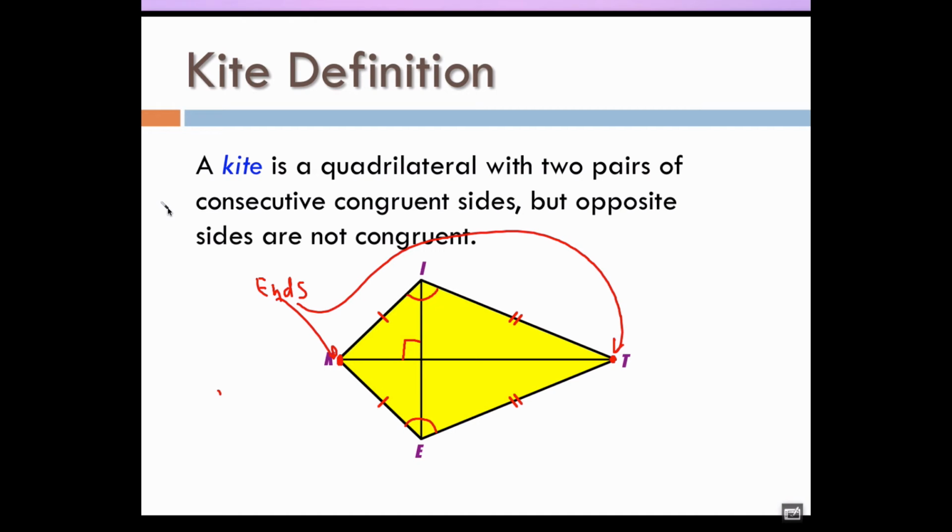We already talked about the diagonals being perpendicular. Do the diagonals bisect each other? No. They have to bisect each other? Really? Oh, okay, never mind then. The diagonal going from end to end bisects the diagonal going from the non-ends. Well said. This guy is congruent to this guy, but that one is not congruent to that one.